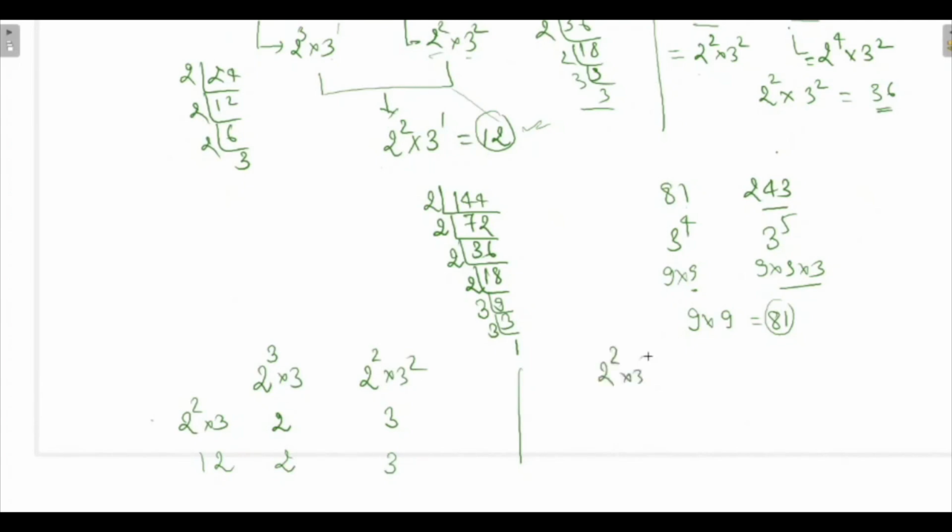While for the other number which we did over here, 36, 2 square into 3 square, and 2 to the power 4 into 3 square. So here I was able to take 2 square common, and then here I was able to take 3 square common. So what I was left with here is 1, and what I was left with here is 2 square. So then this number is basically 36. It divided 36 in 1 time, while it divided 144 in 4 times. Okay, similarly same thing over here.